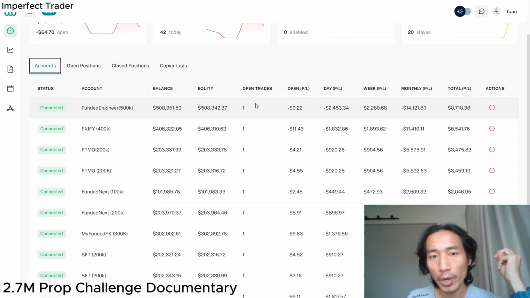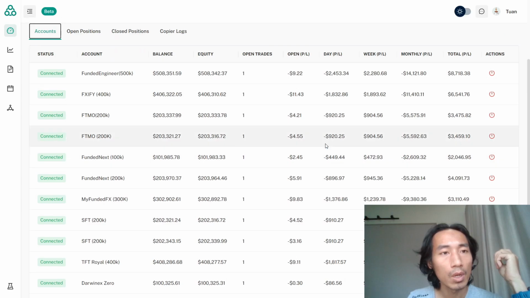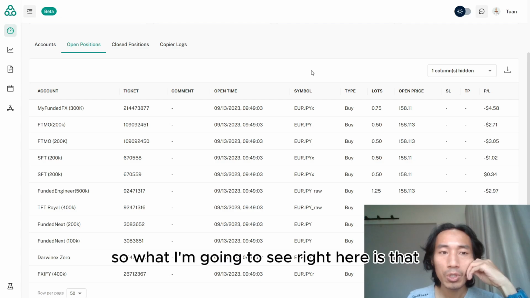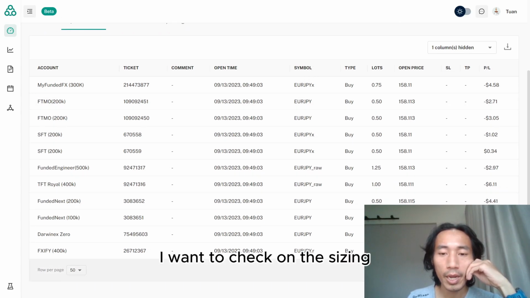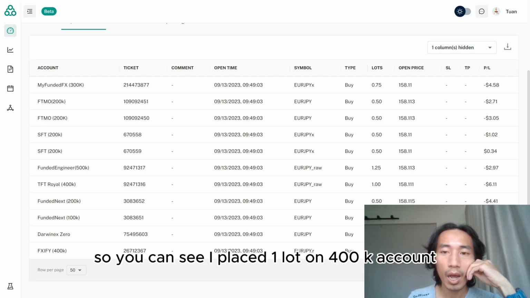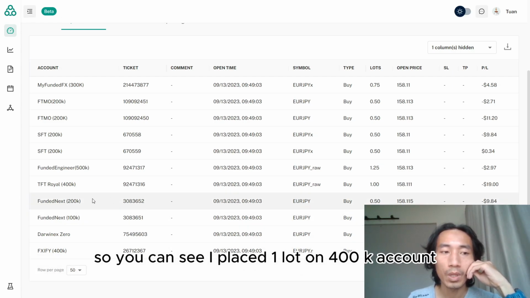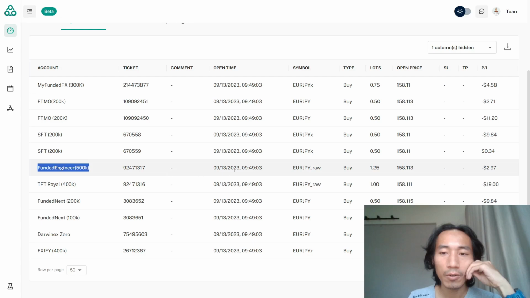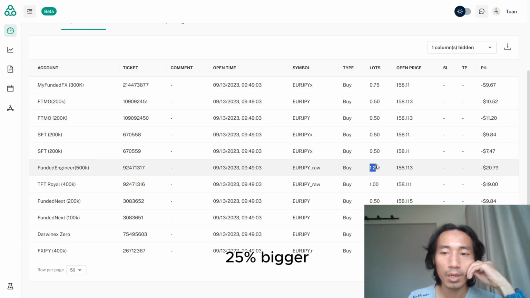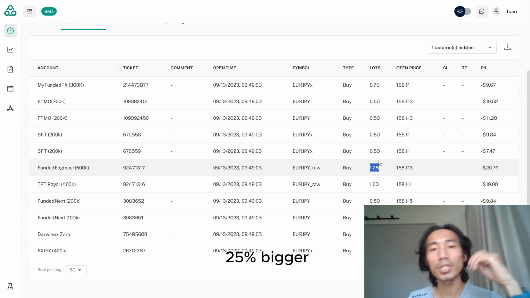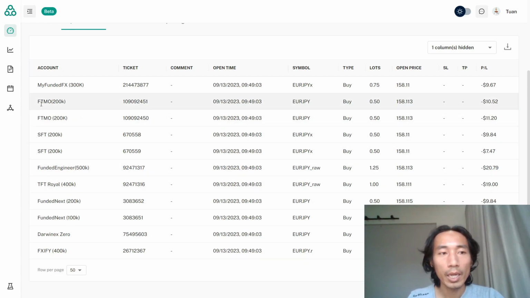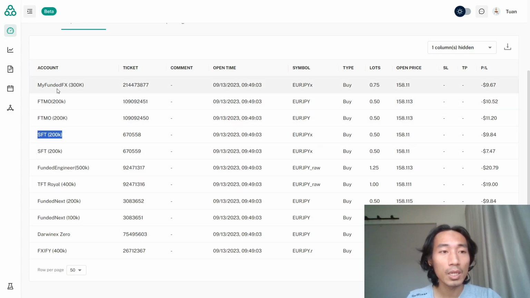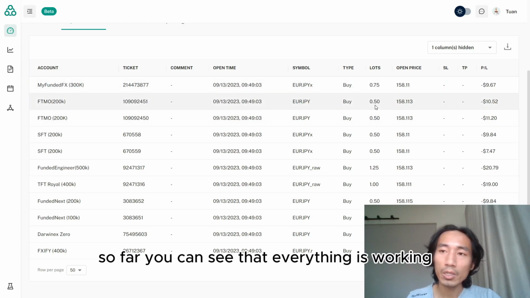You can see that all the trades opened, and let's check on the open positions. I want to check the sizing. You can see I placed one lot on the 400k account, correct. For the 500k account, the lot size is about 25% bigger. On FTMO 200k, it's half the lot size. So far you can see that everything is working.